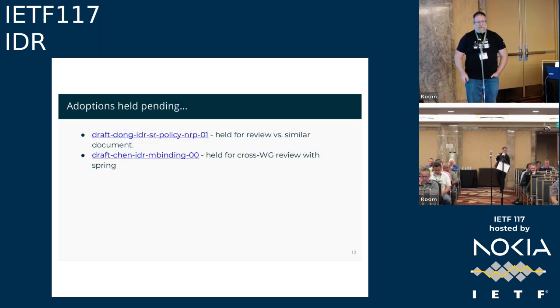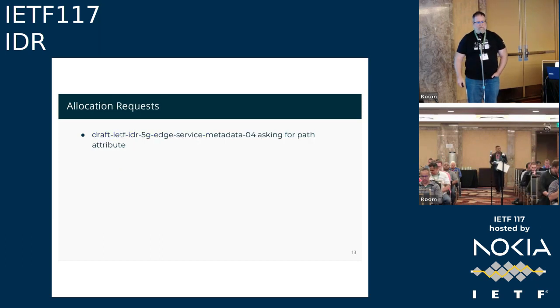And we have 2 adoptions that are held in the pending state right now based on further review. We have the policy NRP document that's held for review versus another similar proposal. We're waiting to get feedback from the TEAS chairs as to what they have to say. They'll be discussing this space as part of their meeting this week, so hopefully we'll have this pop out in terms of actions soon. And very similarly, the M-binding document, we'll be talking to the SPRING chairs about how we handle moving that one forward.